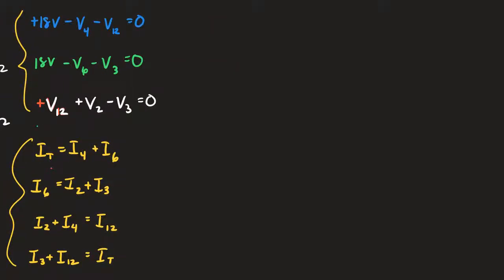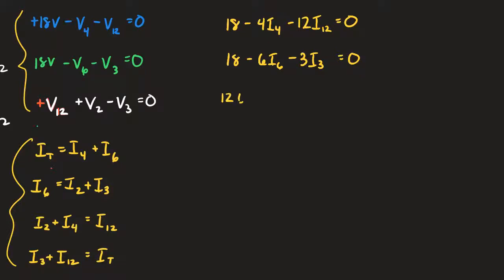So I would say 18 minus 4 times I4 minus 12 times I12 equals 0. And 18 minus 6I6 minus 3I3 equals 0. And 12I12 plus 2I2 minus 3I3 equals 0.